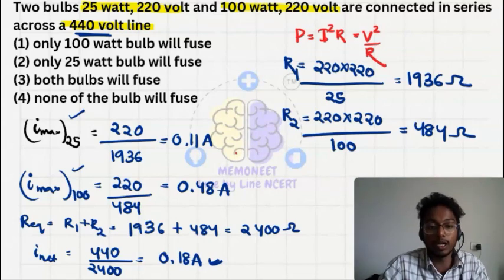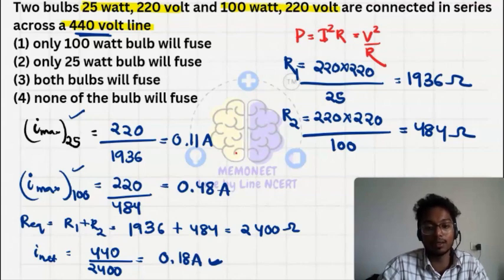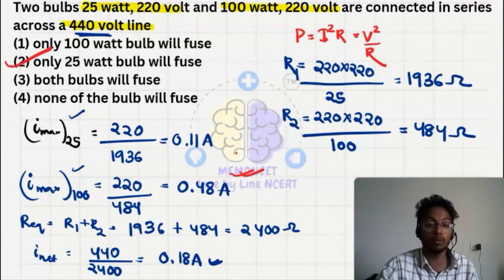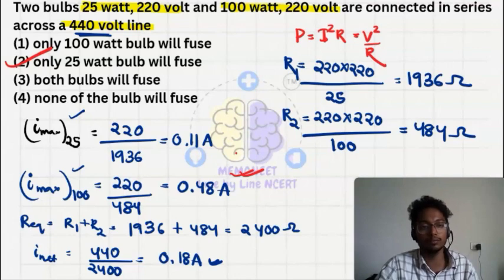In the 25 watt bulb, the maximum current it can have is 0.11, but we have 0.18 ampere of current. So which bulb will be more affected? That is the 25 watt bulb. So our option 2, the 25 watt bulb, will fuse. But the 100 watt bulb requires up to 0.48 ampere, so it will not be affected. So our correct answer is that only the 25 watt bulb will fuse. Option B is the correct answer.